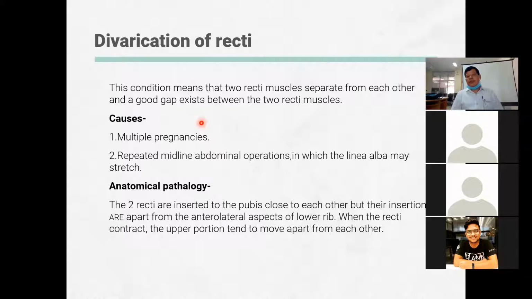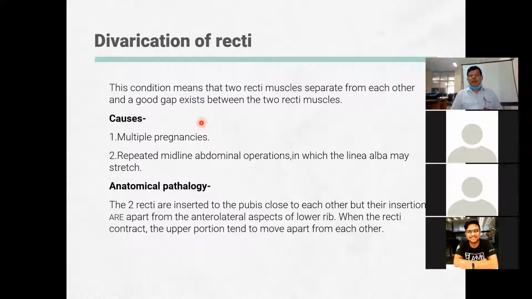This condition means that the two recti muscles separate from each other and a good gap exists between them. It is also many times seen like an incisional hernia, with bulging in the midline of the abdomen. So we always have to differentiate it from incisional hernia or other epigastric forms of hernia. Divarication of recti is commonly found in patients with weak abdominal wall musculature.